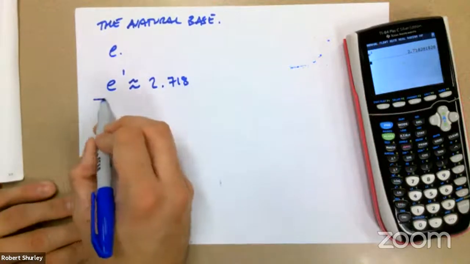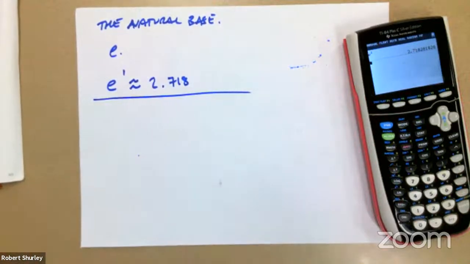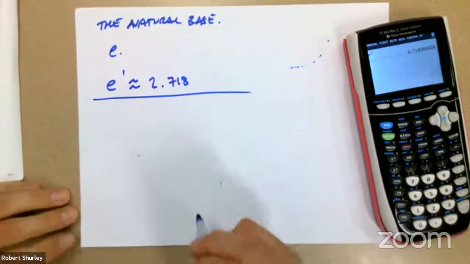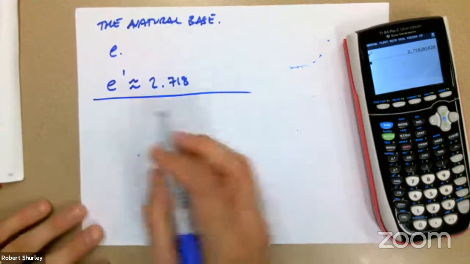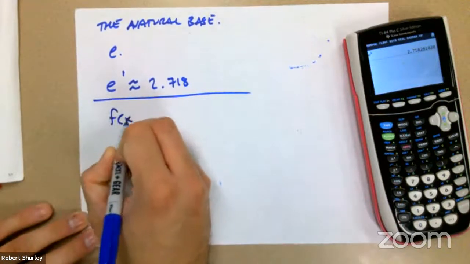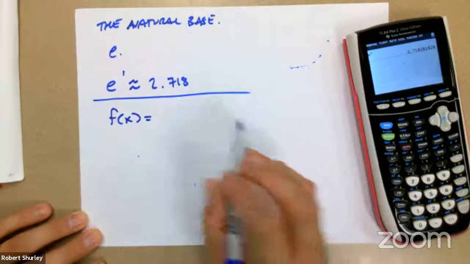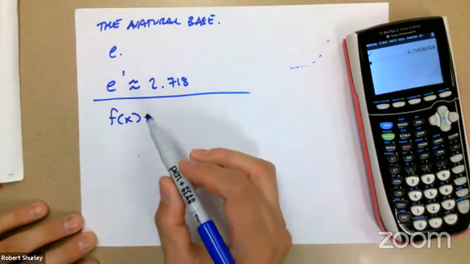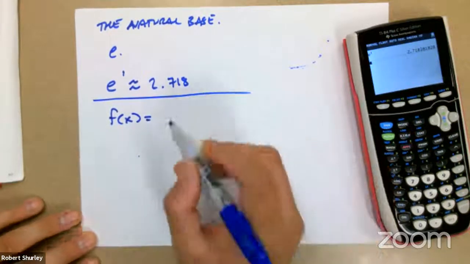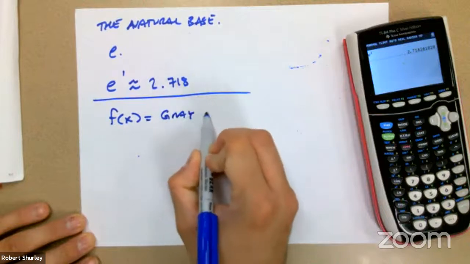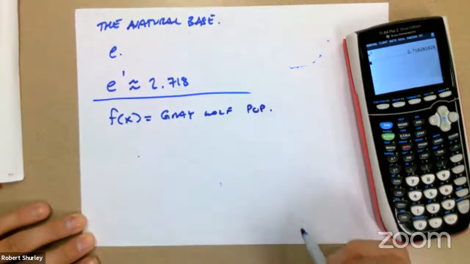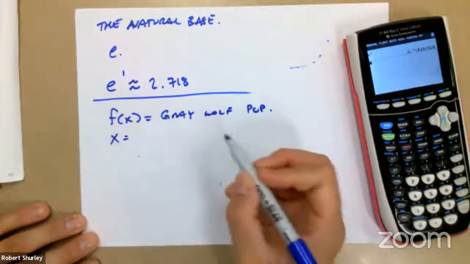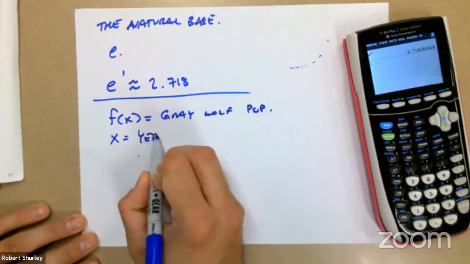Your book does an example of this. It talks about the population of the gray wolf in the northern Rockies. This is on page 448 at the bottom of the page. And it gives you a function, f of x equals, now let's write what f of x actually equals. It equals the gray wolf population in the northern Rockies. x is years after 1978.